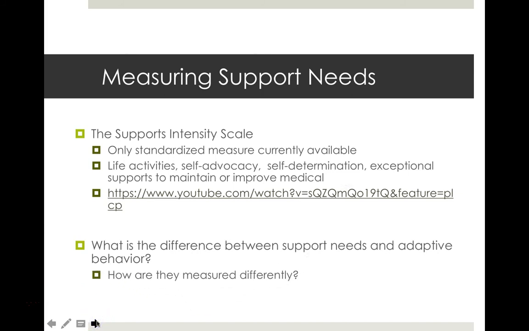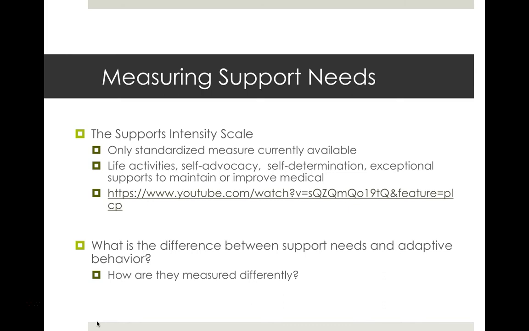And how are they measured differently? They're the same in that they're measured pretty similarly, in that they're both concerned with typical performance and everyday activities. We're not looking for exceptionalities here, just what people need. What are your adaptive behavior needs? And they really go hand in hand.